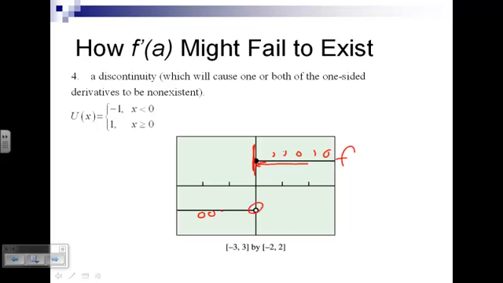When the function doesn't exist there, the left-handed derivative doesn't exist. The absence of that point right there makes the left-handed derivative non-existent. If you don't have one of the two one-sided derivatives, you can't have agreement. The left-handed derivative fails to exist because of the absence of that point. So, four places where derivatives fail to exist: corners, cusps, vertical tangents, and discontinuities.